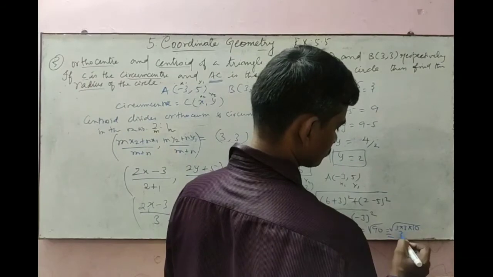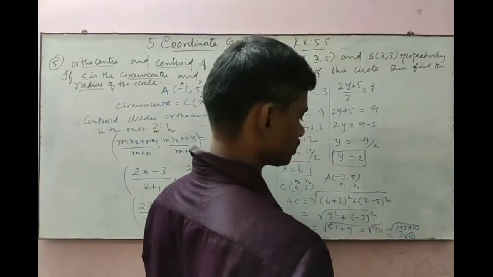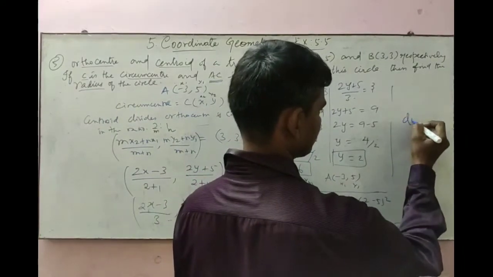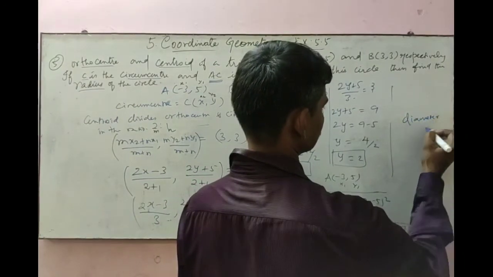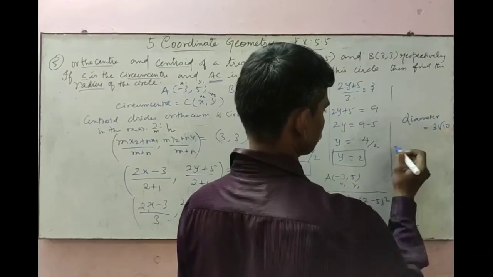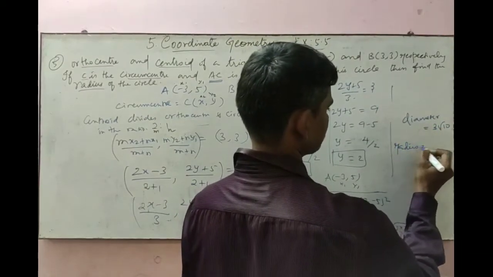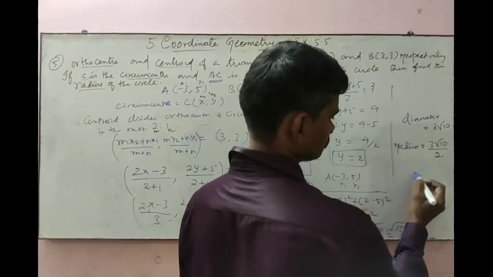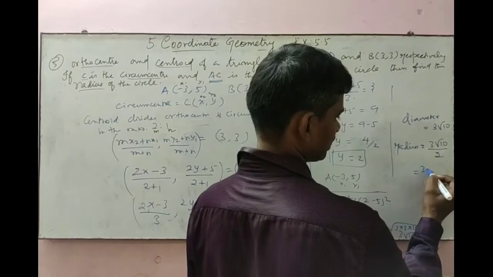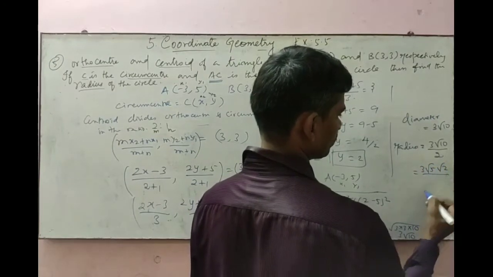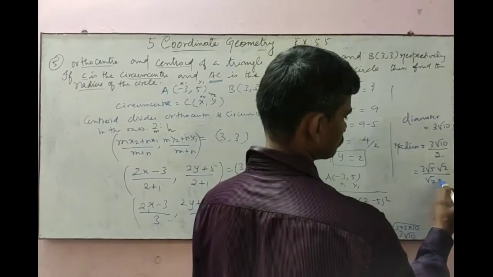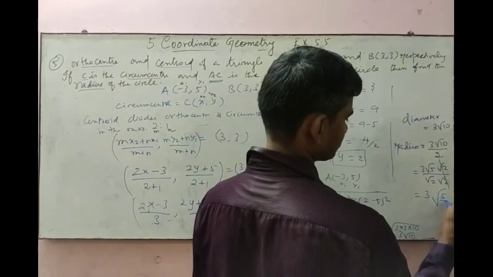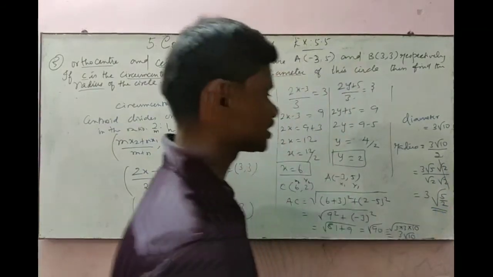So 3 into 3 gives 3 root 10. So this is the diameter. The diameter is 3 root 10, but you have to find the radius. The radius is equal to 3 root 10 whole divided by 2. So root 10 can be split as root 5 into root 2, and you can split the 2 as root 2 into root 2. Root 2 gets cancelled. You will get the answer as 3 root 5 by 2. So this is the radius.